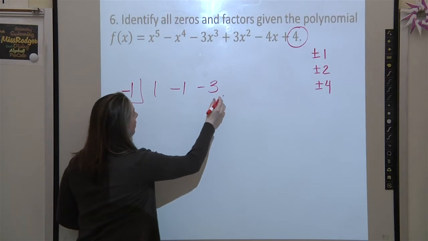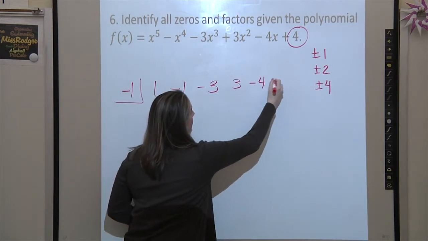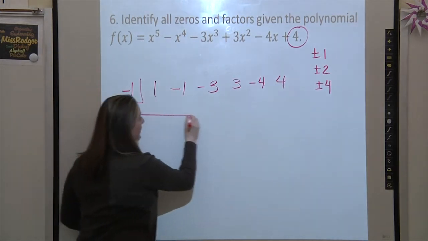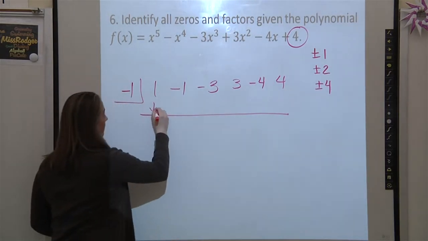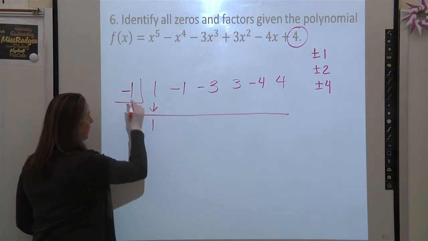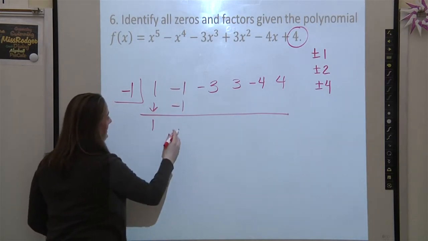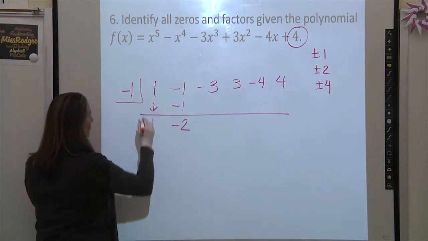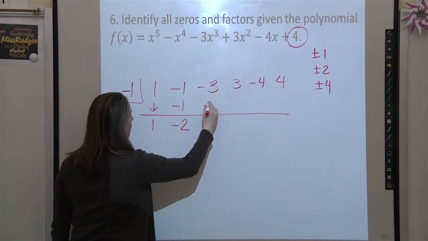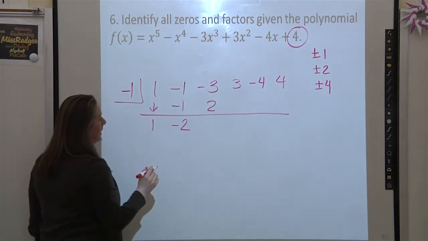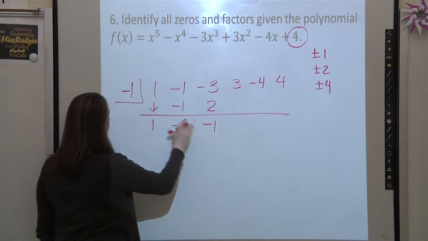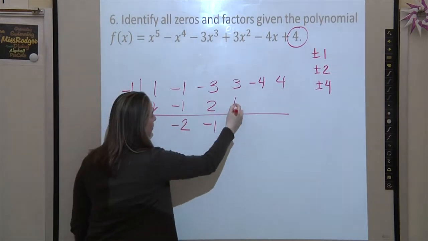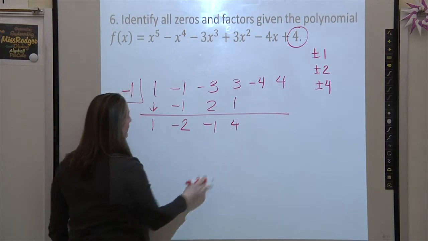And again, I'm going to put all the coefficients out in front here and work through my synthetic division. Bring down the 1. 1 times -1 is -1. I'm going to add down. -2 times -1 is going to give me 2. -3 plus 2 is going to give me -1. -1 times -1 is 1. I'm going to add down and get 4.